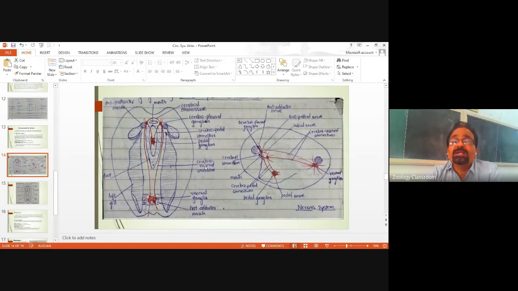The word connective is used here, but you will find two similar ganglia, the two cerebropleural ganglia, connected by the cerebral commissure. When two similar ganglia are connected, the word used is commissure. But when two different ganglia are connected, the word used is connective. These are the points that you should remember.